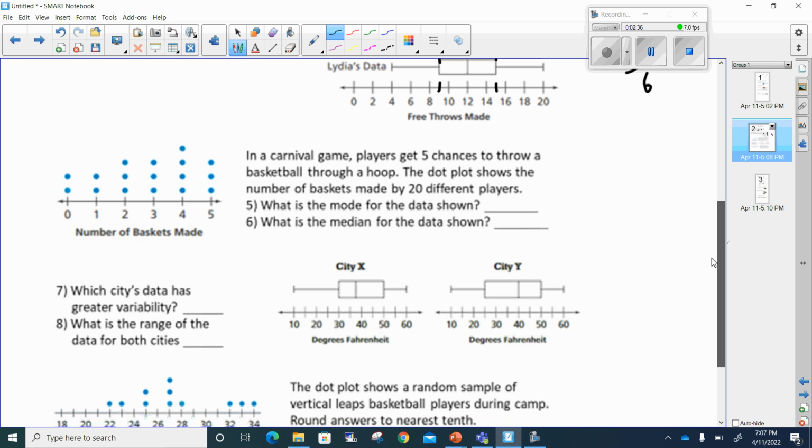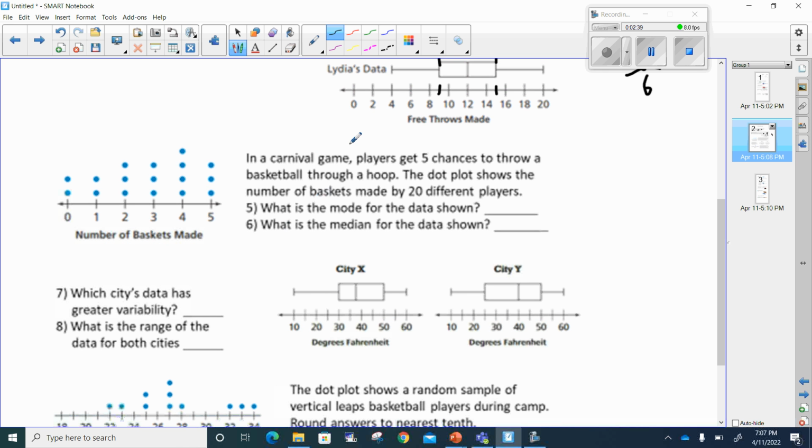Next we've got 5 and 6. In a carnival game, players get 5 chances to throw a basketball through a hoop. The dot plot shows the number of baskets made by 20 different players. Every one of these dots represents one of the players. What is the mode? Remember, the mode is the one most often seen. The one most often seen is 4, because 4 has 4 people that made 4. The rest of them do not, so that's going to be 4.